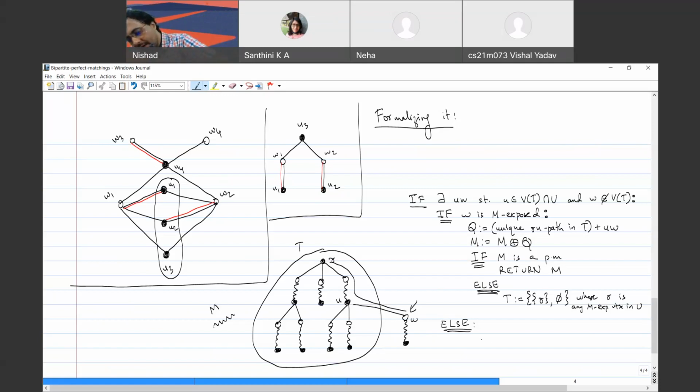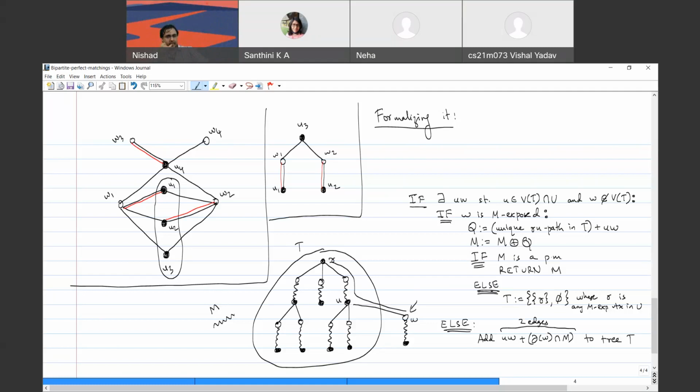Okay. Else, add UW, plus look at the edges incident at W and look at the unique edge which is in this matching, and add both of these edges. So notice that this is simply two edges. And when I add two edges, I of course add the corresponding vertices. Add two edges to the tree T.